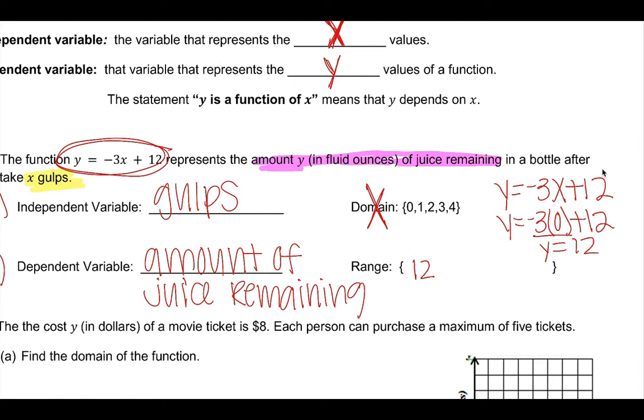Okay, let's try another one. What if I, instead of taking 0 gulps, what if I take 1 gulp? So everywhere I see an x, I'm going to put 1, plus 12. Well, negative 3 times 1 is negative 3, plus 12. Negative 3 plus 12 is 9. So now if I take 1 gulp of juice, I'm going to have 9 ounces of juice remaining in my cup. The next one is 2. So negative 3, instead of x, I'm going to put a 2, plus 12. Well, negative 3 times 2 is negative 6, plus 12. Negative 6 plus 12 is positive 6. So if I take 2 gulps of juice, I'm going to have 6 ounces of juice left.